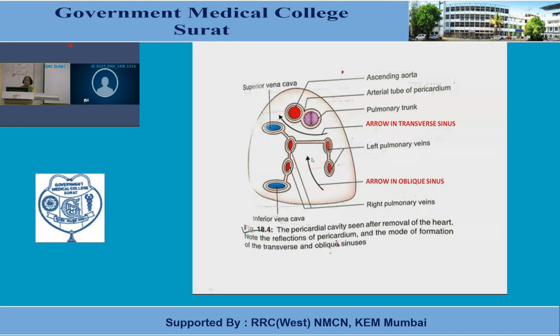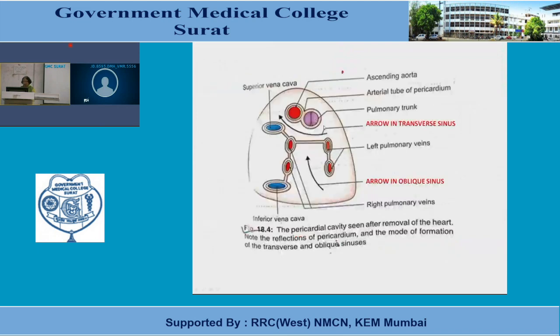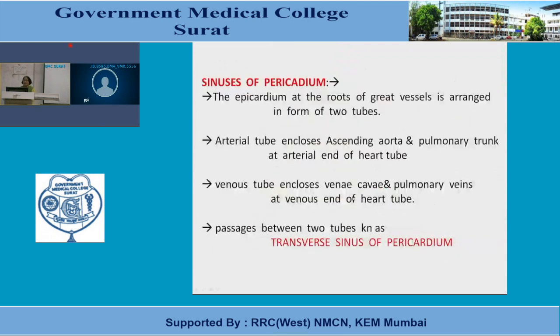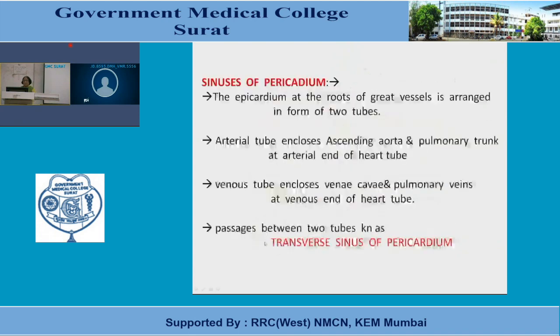So how many sinuses of the pericardium? Two: one is the transverse and one is the oblique. The arterial tube encloses the ascending aorta and pulmonary trunk at the arterial end of the heart tube. We can see the arterial end here. The venous tube encloses the superior and inferior vena cava and the four pulmonary veins at the venous end of the heart tube. We can see the venous end here. The passage between the two tubes is known as the transverse sinus of the pericardium, as we have shown in the diagram.